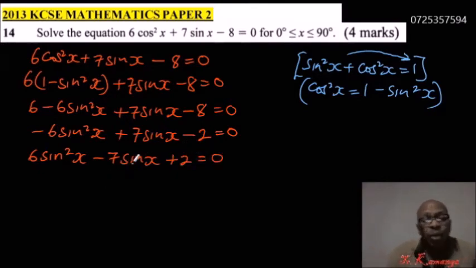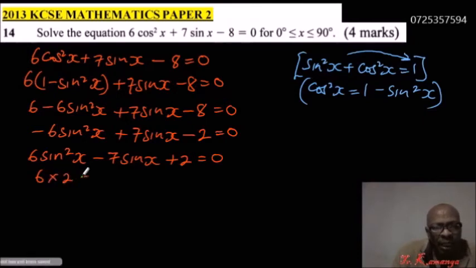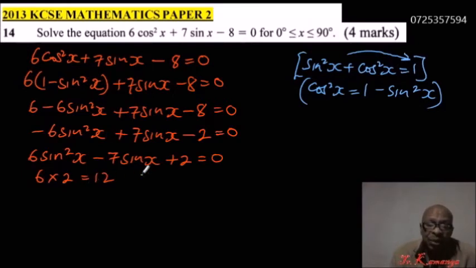Now this is a quadratic equation. You can work it in different ways, but let's work it like this. We get 2 and multiply 6 times 2, that will give us 12. We get two numbers such that when you add them, you get minus 7, and when you multiply, you get 12. So this will be minus 4 and minus 3. Minus 4 times minus 3 is 12, and minus 4 plus minus 3 is minus 7.